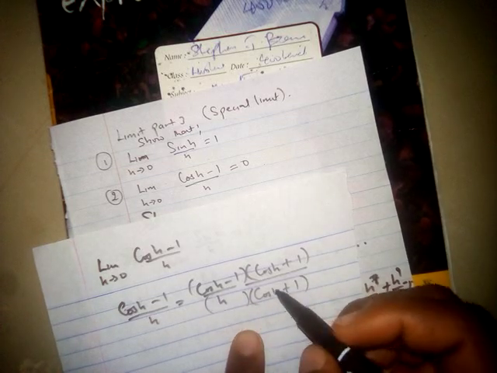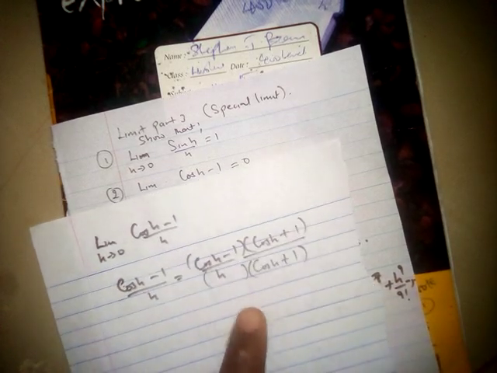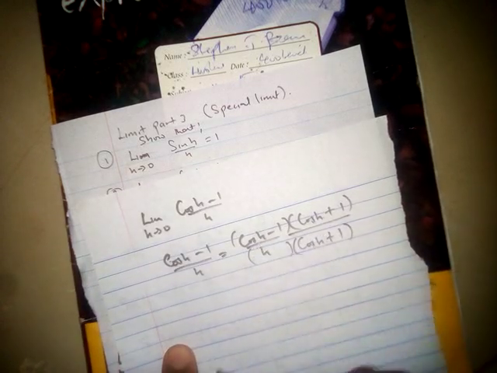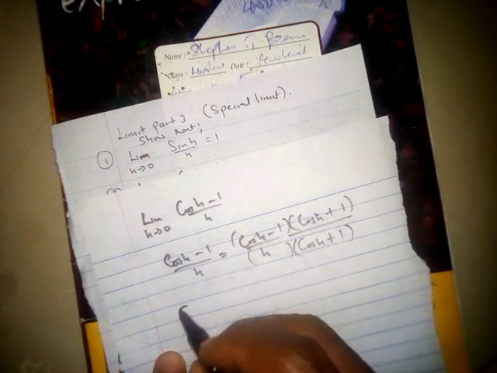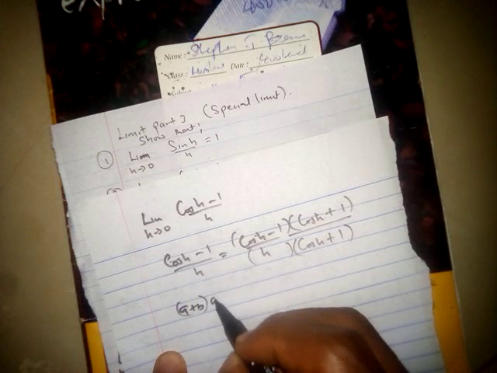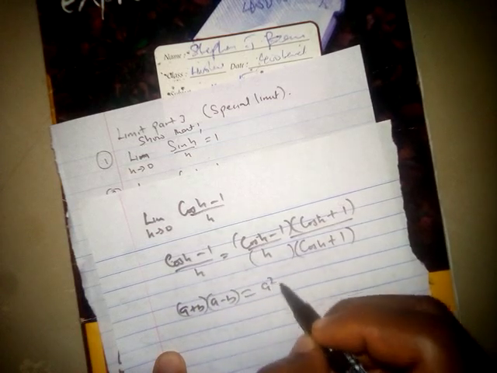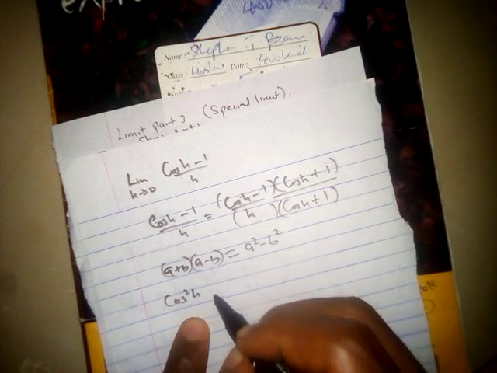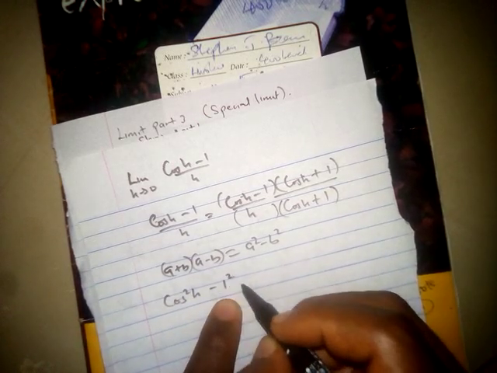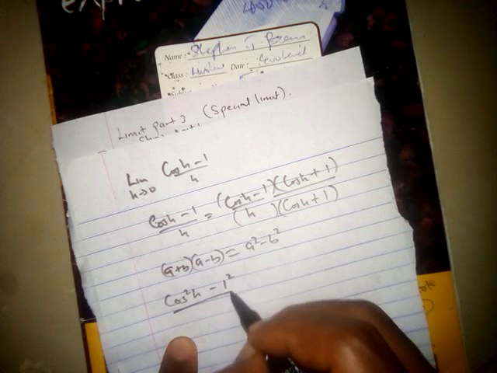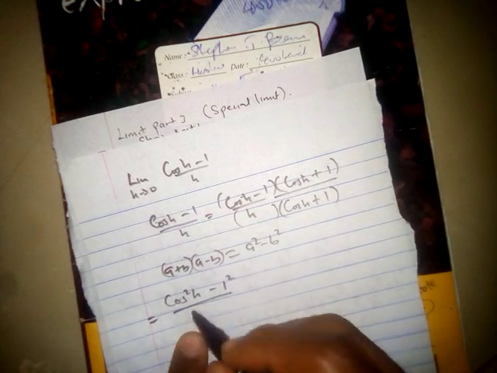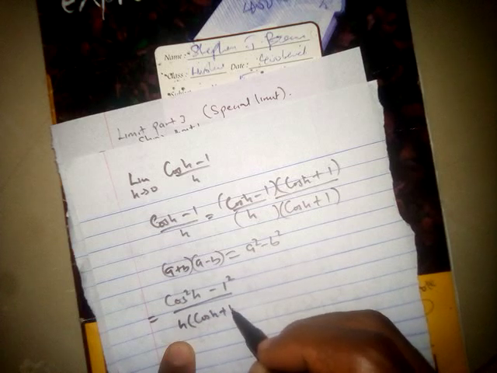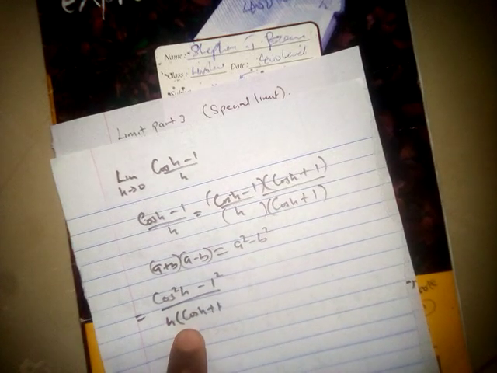Now the reason I'm doing this is because this does not change anything at all. It's like saying 1 times this. Now remember your difference of two squares, (a plus b)(a minus b) is a squared minus b squared. So we apply the same rule here. We have cos squared h minus 1 squared, all over h times (cos h plus 1). Please, this is not cos, this is cos h.